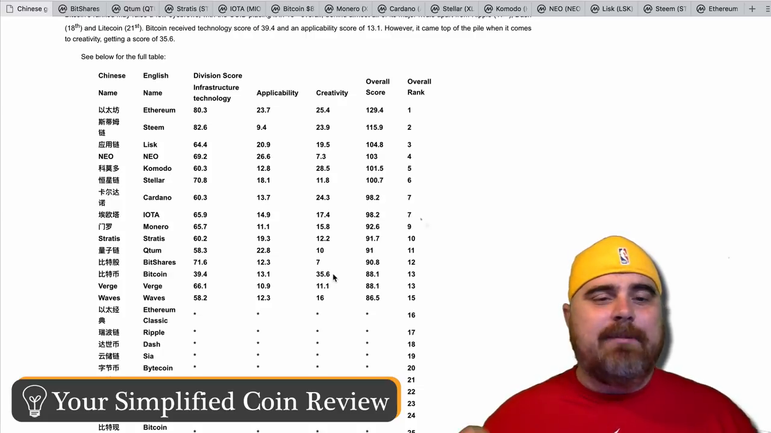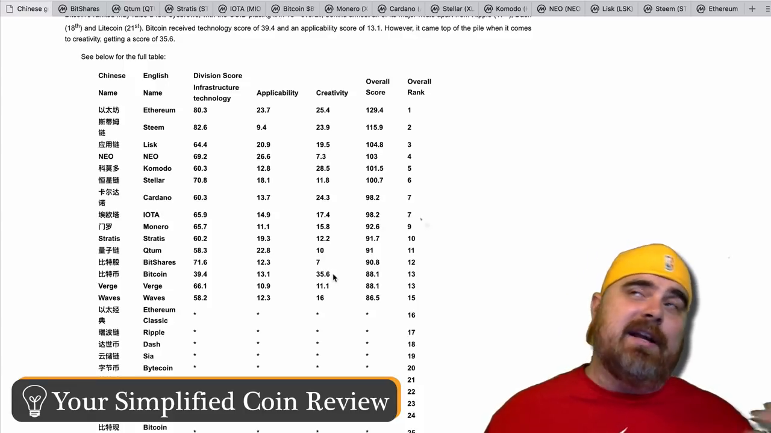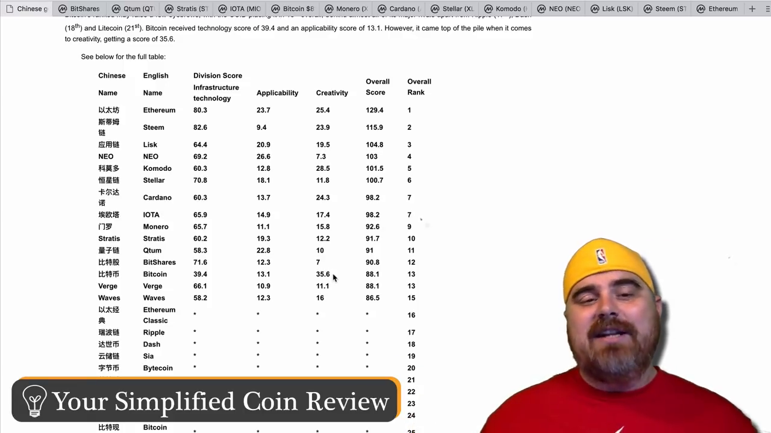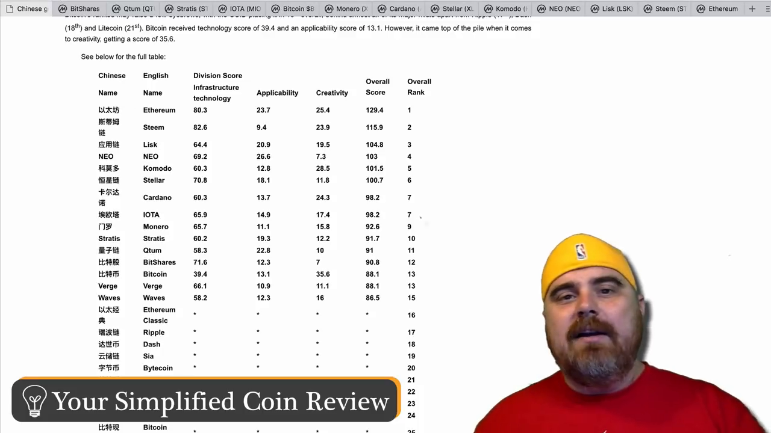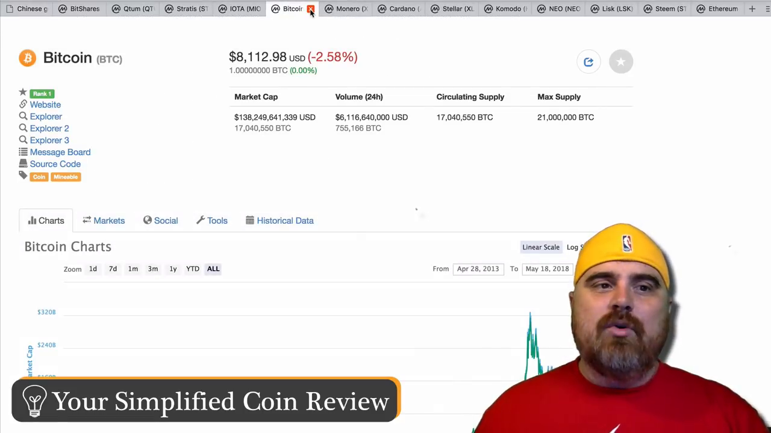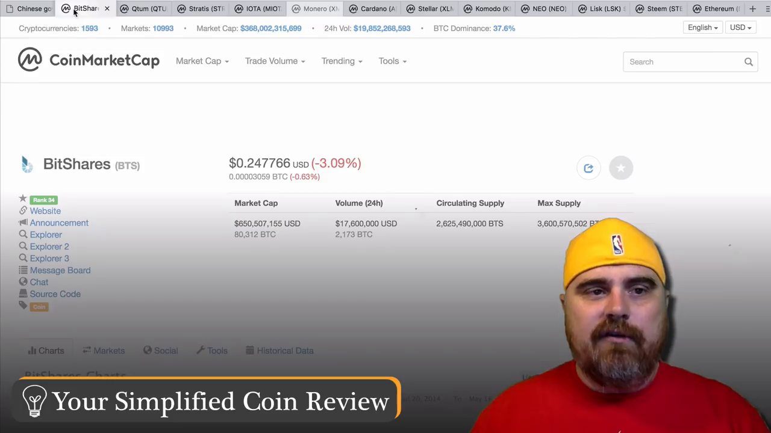If this list was biased, I believe NEO would probably be number one, even though I feel like it could be number one because it is a Chinese project. But I think that's the big scandal on this list, is Bitcoin being ranked so low and below Verge.